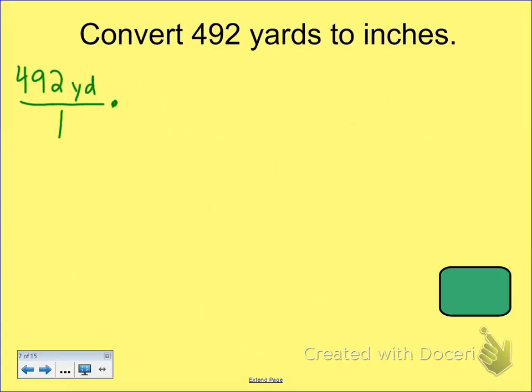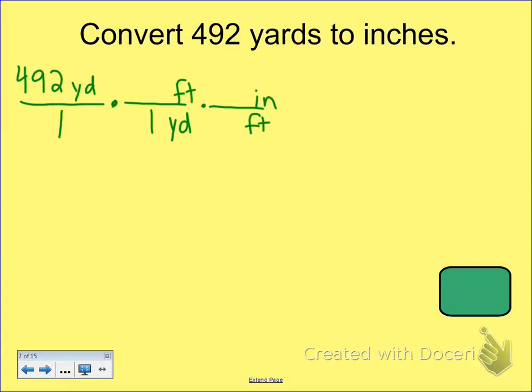So yards is on top of our first fraction, so it goes on the bottom of the next one. Feet go on top. Then we're going to go from feet to inches. Feet are on top of this fraction, so they're going to go on the bottom of our next one. Inches go on top. After we have our units, now we're going to fill in our numbers. We go back. Which one's bigger, a foot or a yard? Yard's bigger, so that gets the number 1. Whichever one is bigger gets the number 1.